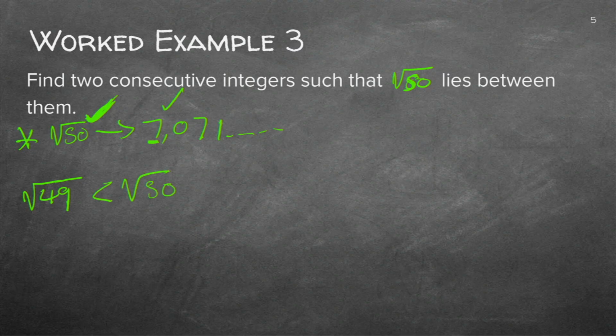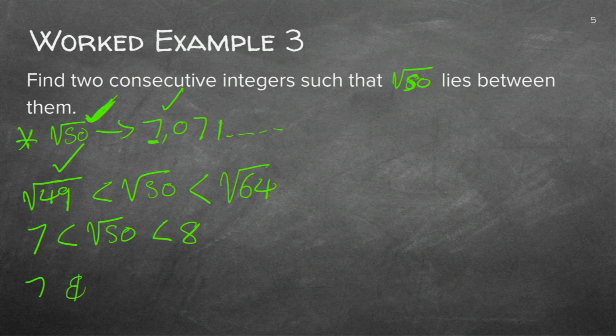But now let's think of any number after 50 that can give us a perfect square. If you think 55, 56, no, in the 60s, yes, we do have a perfect square, which is 64. So the square root of 50 lies between the square roots of 49 and 64. What is the value of the square root of 49? The square root of 49 is given by 7. And this is less than the square root of 50, which is less than 8. So the two consecutive numbers that you're looking for are 7 and 8.